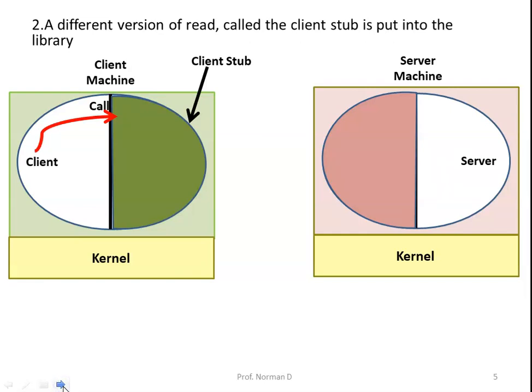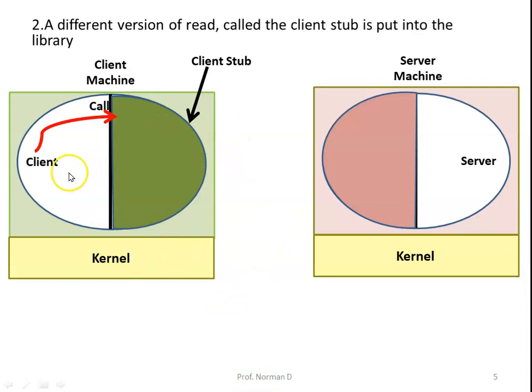Since the client wants to perform a read on the server, a different version of read called the client stub is put into the library. Let's try to look at this client stub as the manager of this client machine. Whenever a client wants to perform a read or any operation onto an external machine from a remote machine, the client makes use of its manager, which we call the client stub. So, any communication from external sources is done through the client stub.